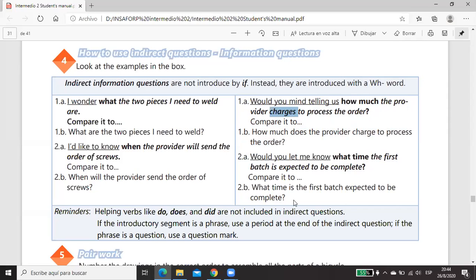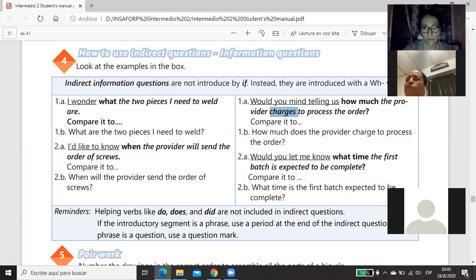Why the S? Is it third person? Yes, it's third person. That's one point. And remember that with an indirect question, we change to sentence structure. So if we are talking in the simple present about a third person, we have to add the S. Just remembering the rules of simple present. So if I have my introductory phrase, would you mind telling us? Could you tell me? And if I have a third person in present, I have to do that little change: how much the provider charges to process the order.